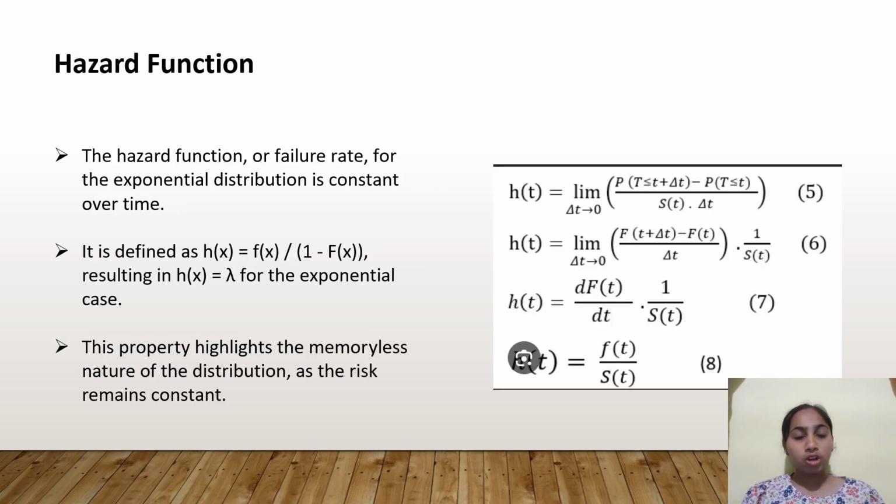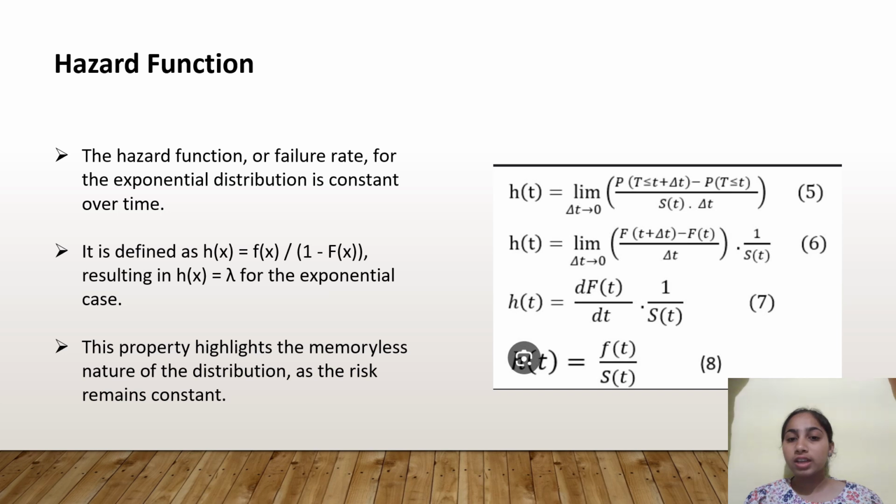And then we will move on to the next slide, that is the hazard function. The hazard function or the failure rate for the exponential distribution is constant over time. It is defined as h of x is equal to f of x divided by 1 minus F of x, resulting in h of x is equal to lambda for the exponential case. This property highlights the memoryless nature of the distribution as the risk remains constant.